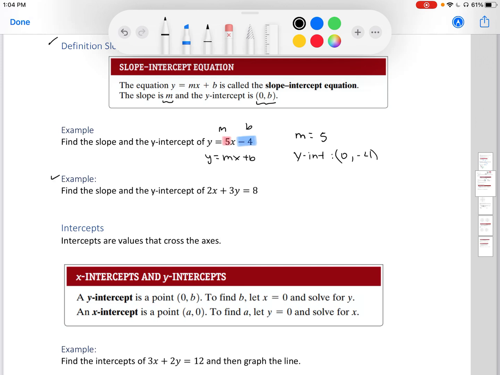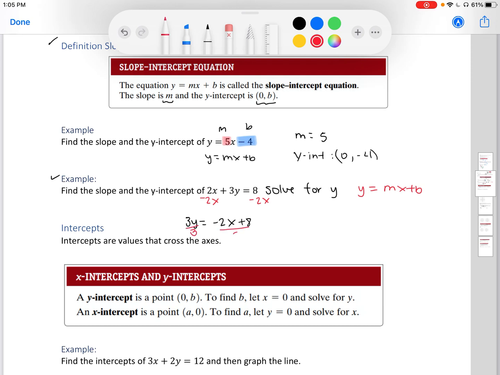Next example. Find the slope and the y-intercept of 2x + 3y = 8. So here, our hurdle is that it's not in slope-intercept form, so we must solve for y. We solve for y so that we have it in the form y = mx + b. Okay, so let's get y by itself. Let's move the 2x, so minus 2x, minus 2x. We're left with 3y = -2x + 8.